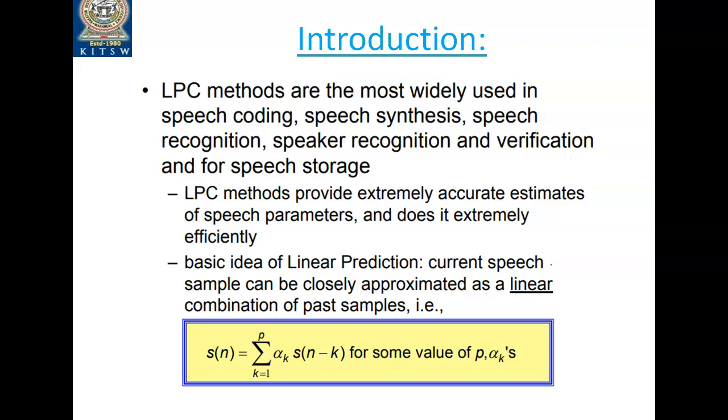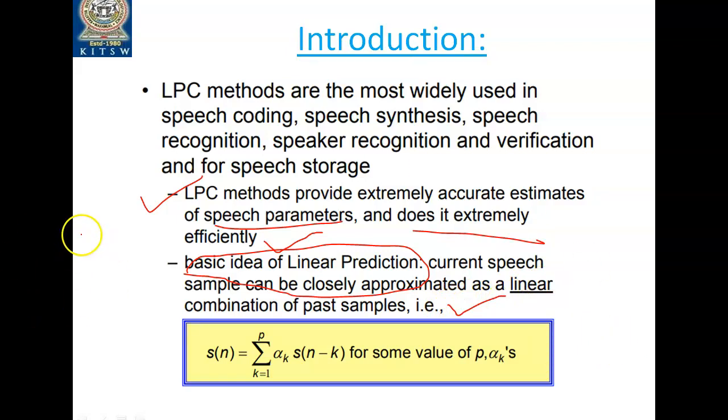In what way do we need to estimate the parameters? That is the basic principle. LPC methods provide extremely accurate estimates of the speech parameters and do so in an extremely efficient manner. That is the greatest advantage of the LPC method. The basic idea of linear prediction is that the current speech sample can be closely approximated as a linear combination of the past samples.